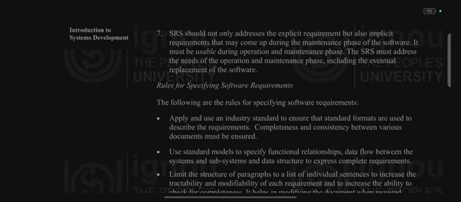Rules for specifying software requirements. The following are the rules for specifying software requirements. Apply and use an industry standard to ensure that standard formats are used to describe the requirements. Completeness and consistency between various documents must be ensured. Use standard models to specify functional relationships, data flow between the systems and subsystems, and data structure to express complete requirements.